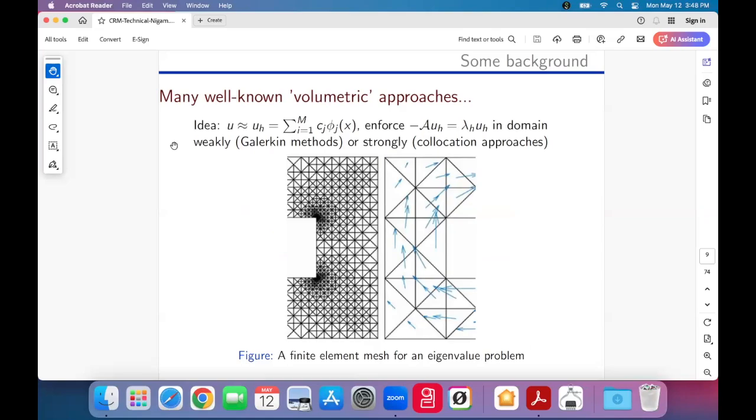Here you see a finite element mesh. A finite element method is an approach in which you're discretizing the eigenvalue problem in the volumetric sense. And so here you can see the nodes, or maybe the edges even, are places where you enforce something about the residual. Okay?